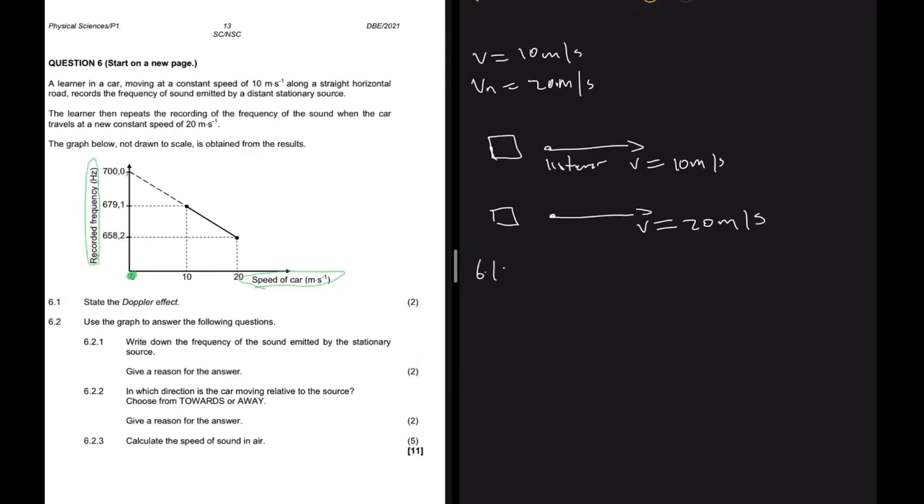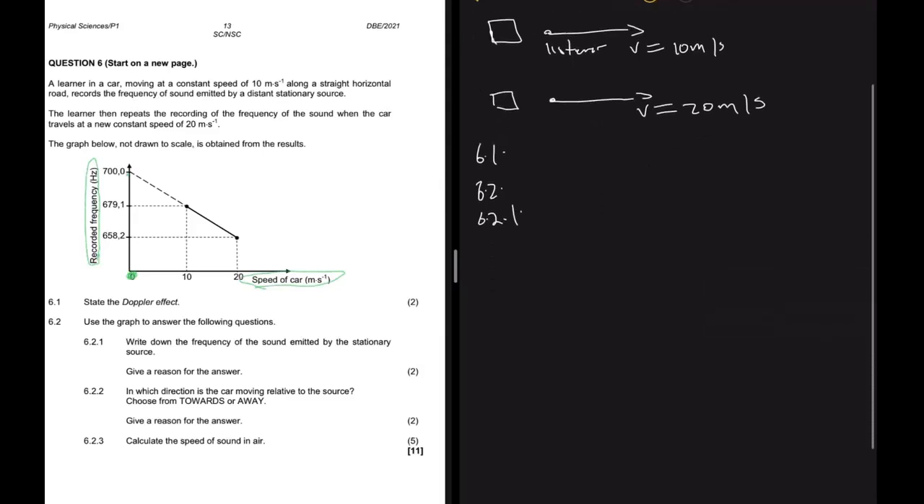The first question says, state the Doppler effect. This is the apparent change in observed frequency as a result of the relative motion between a sound source and an observer. 6.2 says use the graph to answer the following questions. 6.2.1, write down the frequency of the sound emitted by the stationary source.